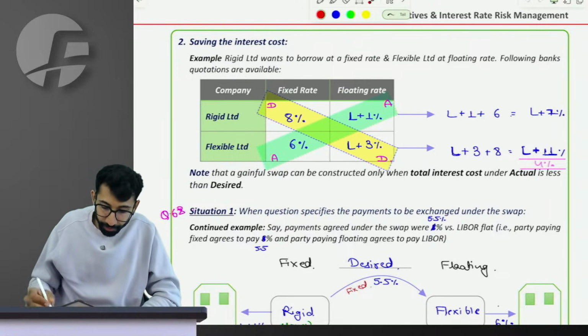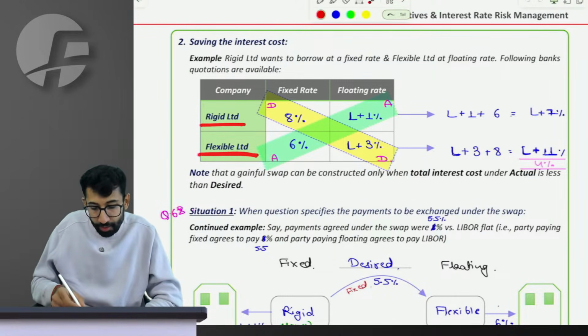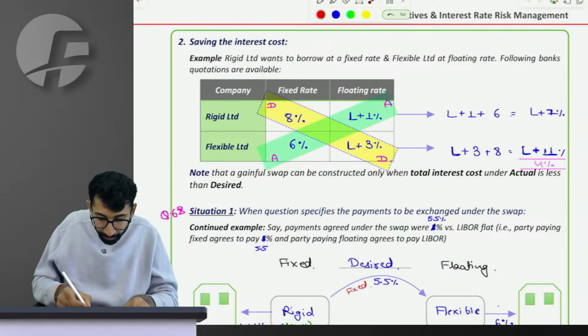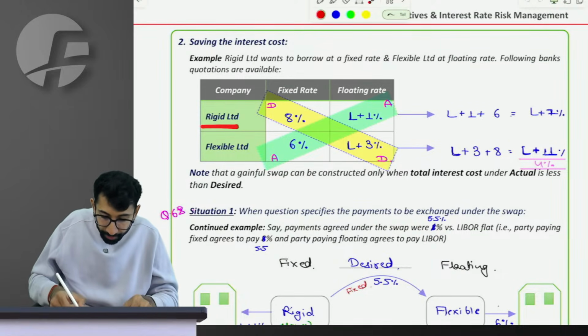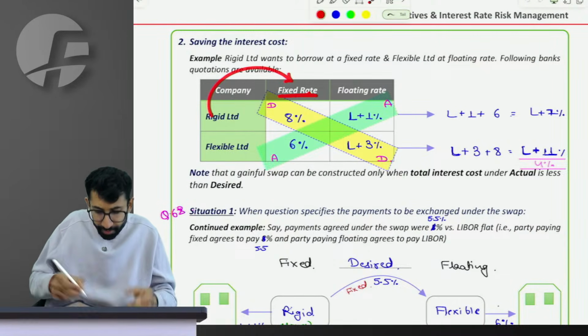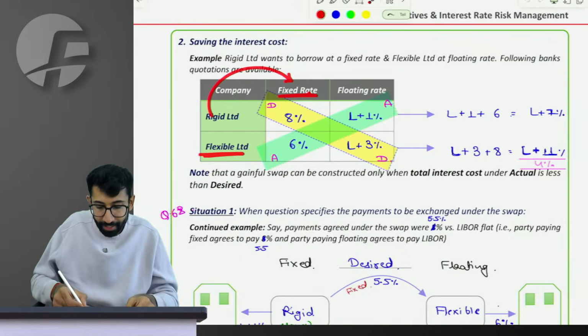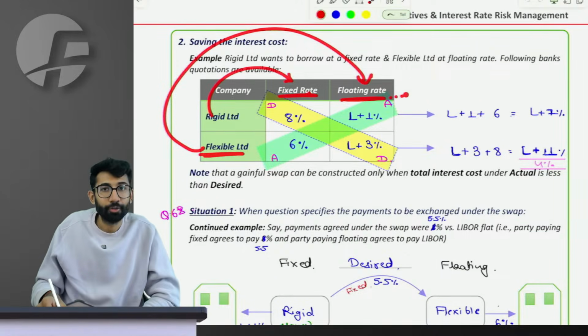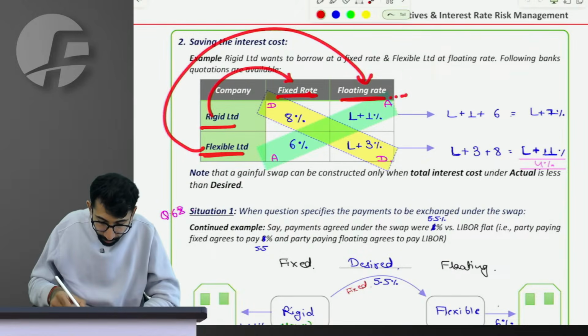Fine. Sir, when we ask these companies, what is your preference? What is your desired? So Rigid Limited says that I want to take a fixed loan based on my nature. Similarly, Flexible Limited, when I ask them what kind of loan you want to take, they say we want to take a floating rate loan. So Rigid, when it takes fixed loan, the desired is 8%.